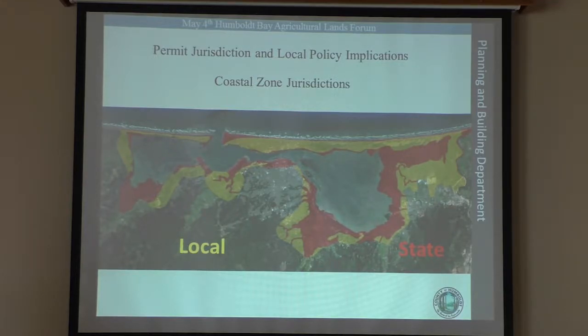The area in red is the area of state retained jurisdiction. So this would be the area, as Melissa spoke earlier, that the county would not have any jurisdiction. And so when we start to look at this, we would see that there's an awful lot of area that, even developing local policies and regulations to address sea level rise, to address adaptation, would still fall under state regulation.